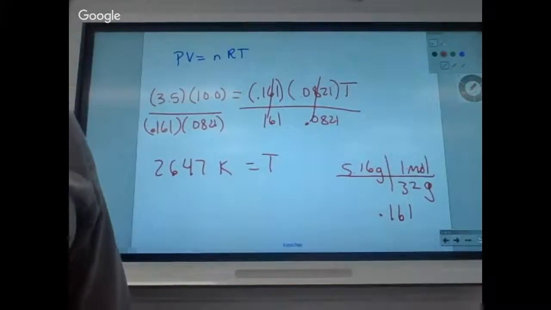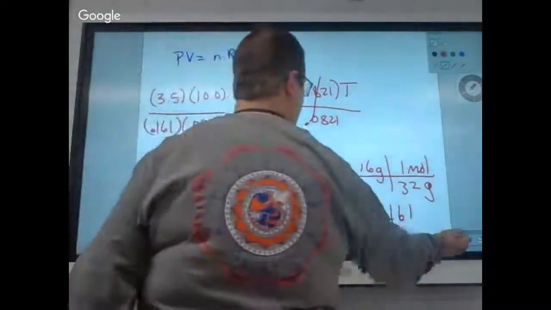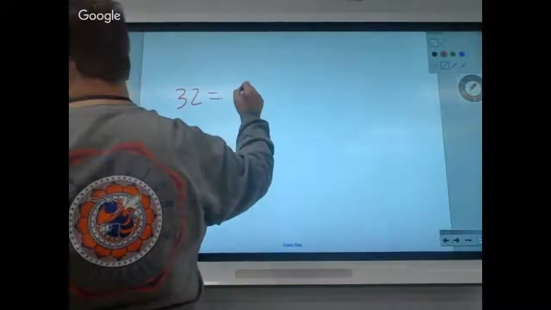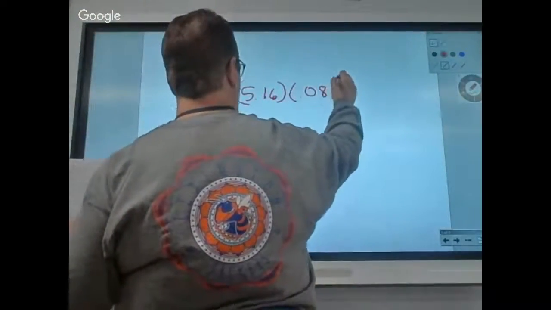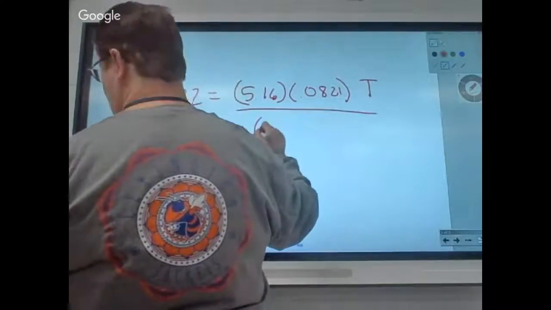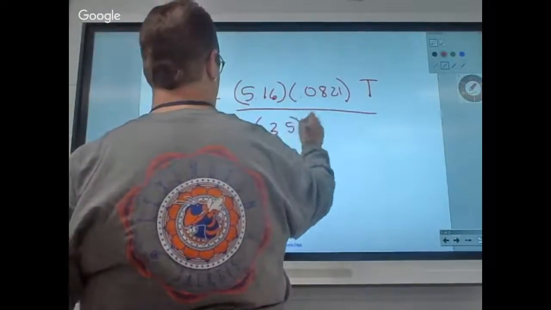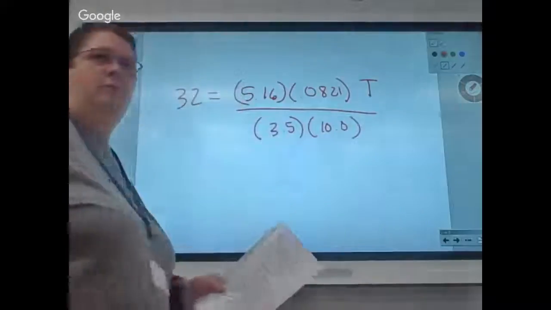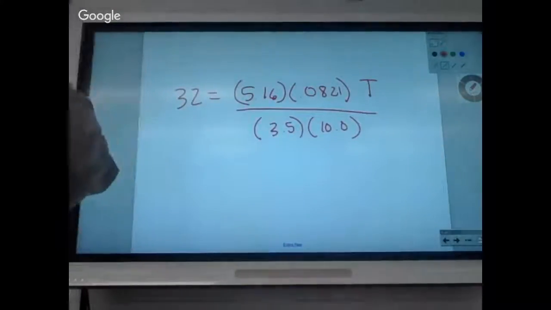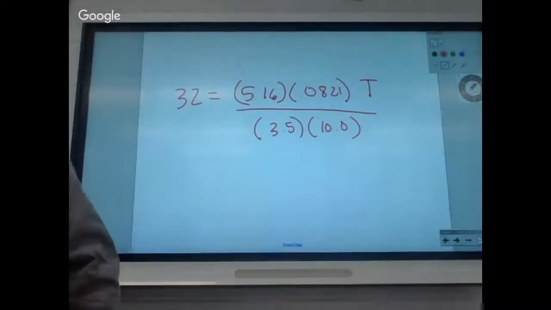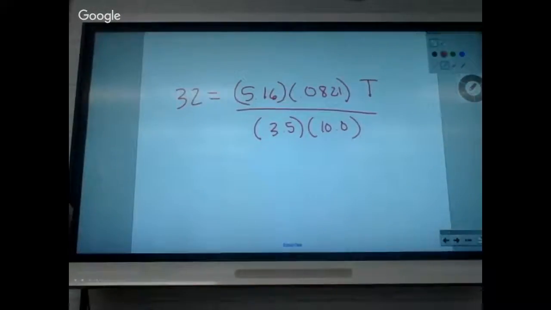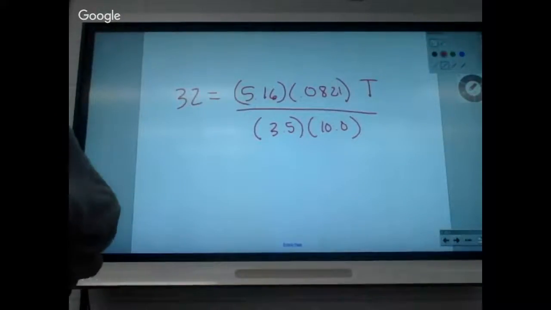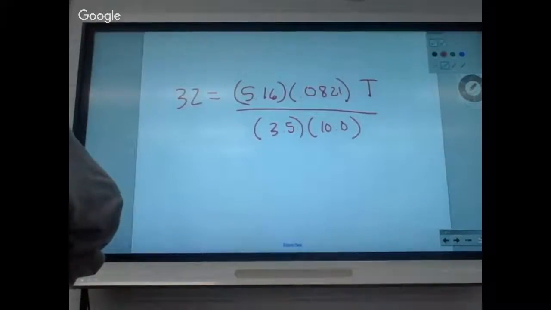What other formula do we have to do? Big M. You would have said 32 equals, what was that mass again? 5.16, 0.0821 for R. You don't know temperature. Pressure is 3.5, and volume is 10. And then solve. Cross multiply and divide. Yeah, that's a lot of work. Well, it's not really that much more. You just got to cross multiply and divide. It's not bad. Okay. Anybody else?